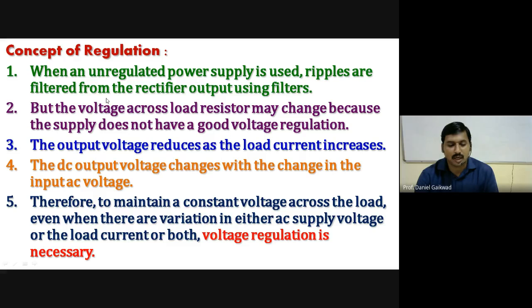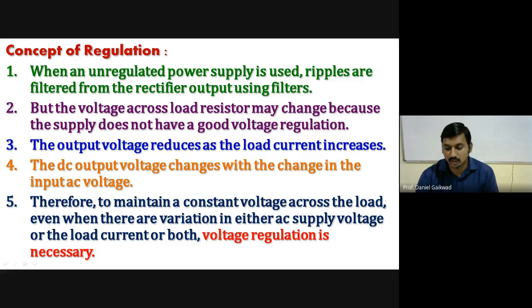And ripples are filtered from the rectifier output using filters. So filters remove the ripples, but what happens? Check carefully. The voltage across the load resistor may change because the supply does not have good voltage regulation. The voltage across the load resistor may increase or decrease, and that is because of two factors.